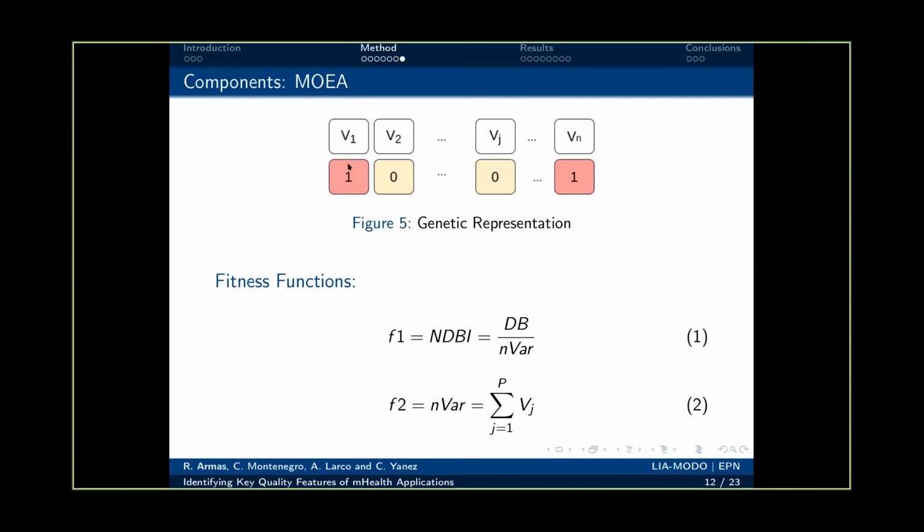So each location in the representation represents a specific variable from the model. And 1 means that this variable is selected, and 0 is not selected. The fitness function is expressed by this formula. We have F1 to measure the quality of the clustering, so we have the index divided by the number of features, and F2 is the number of features that the specific solution has. So the idea is to minimize those fitness functions simultaneously.